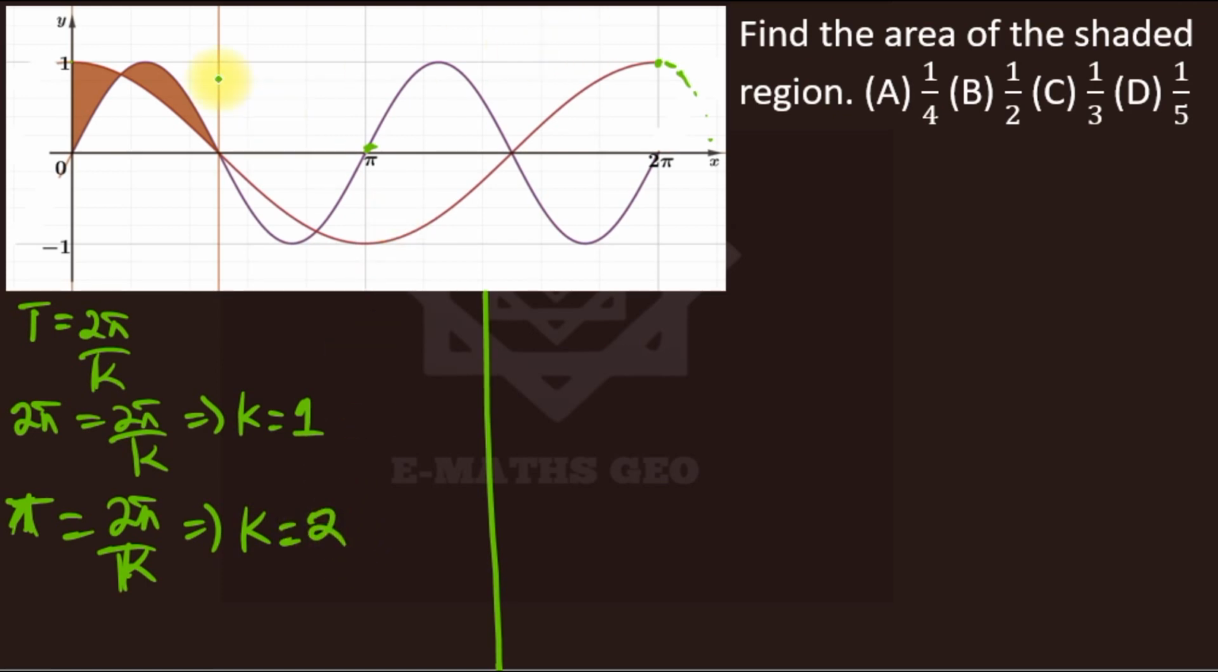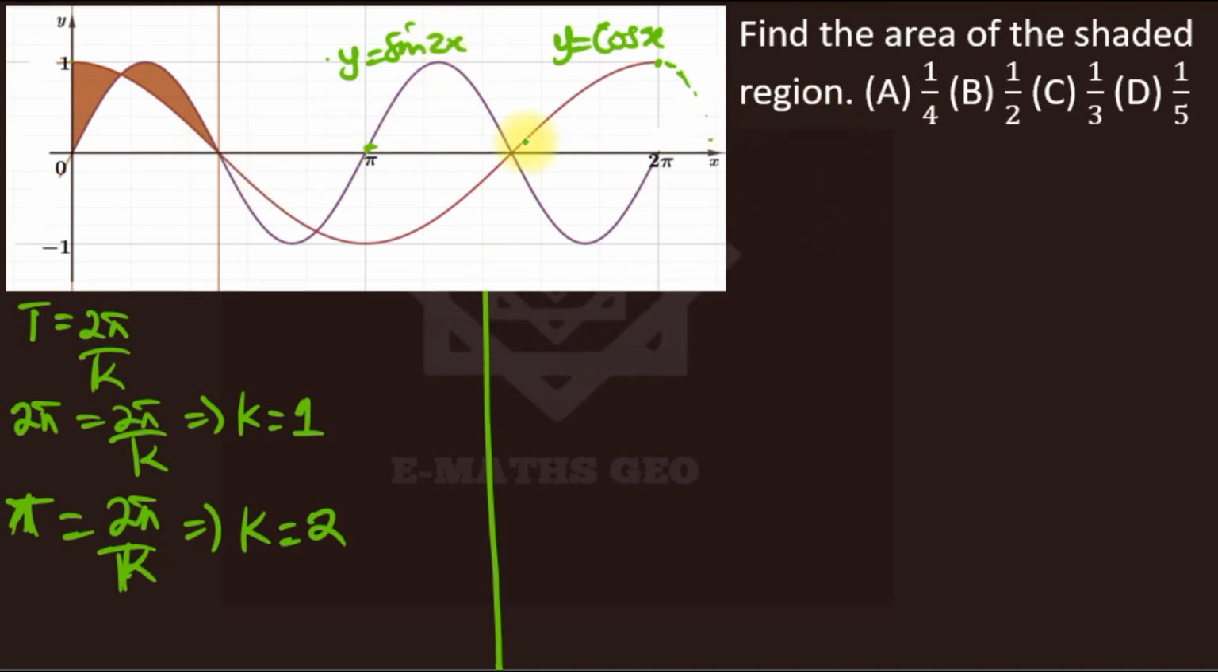So what do we have? The equation for the cosine graph is y equals a cos kx. As you can see, a is 1 and k is also 1, so y equals cos x. For sine, we have y equals the same a, which is 1, and k is 2, so y equals sin 2x. So we have the two functions now.